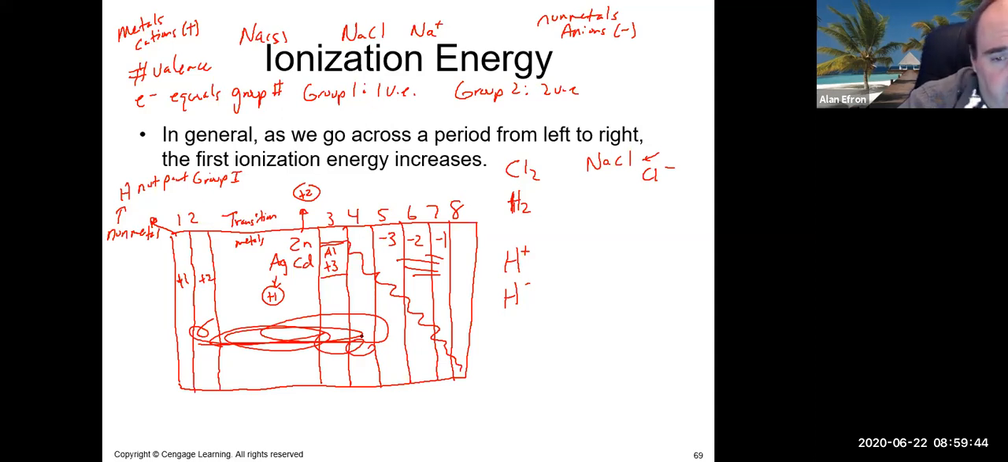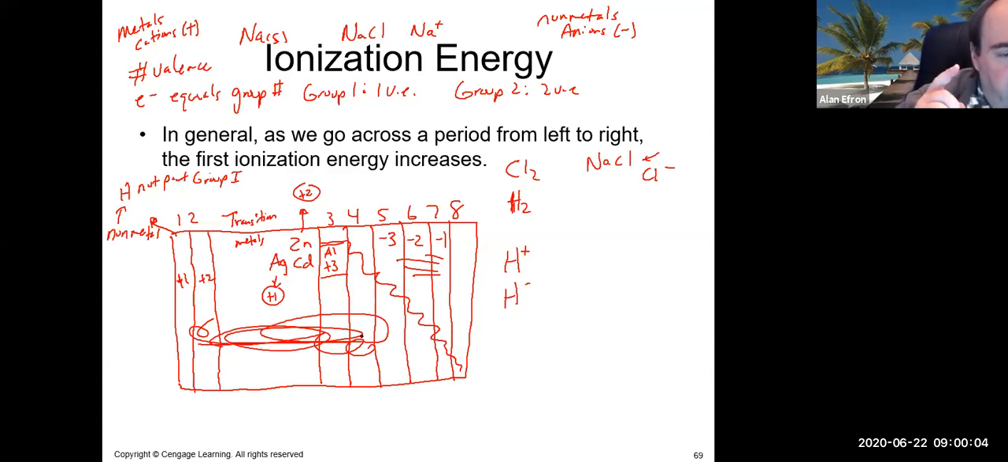So 2 things with ionization energy. Definition is the energy required to remove an electron from the gas phase. It increases as you go up and to the right on the periodic table, decreases as you go left and down, and the electrons do come off one at a time.